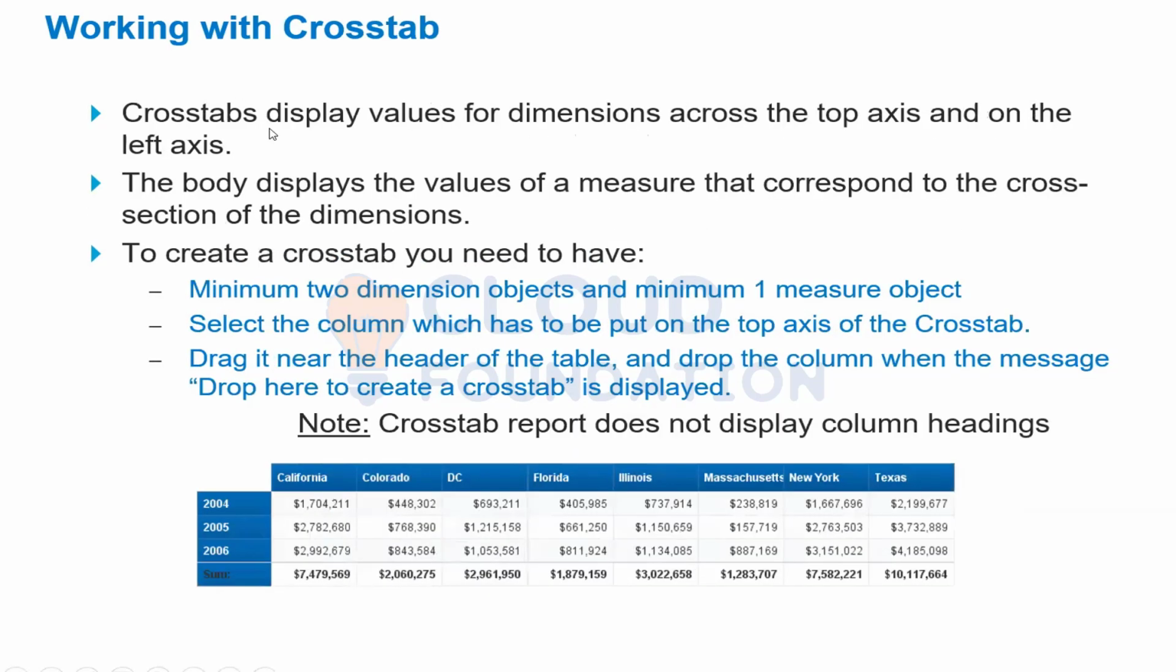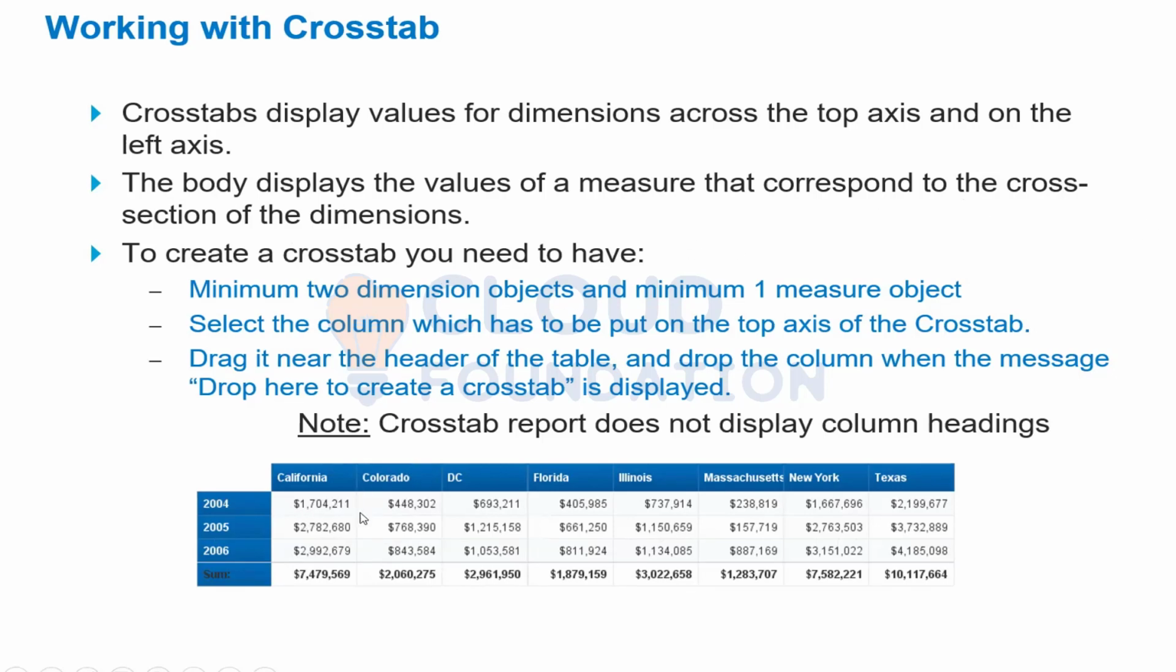Working with crosstabs, as we already discussed, a crosstab displays values for dimensions across the top axis and on the left axis. So we have dimensions in the left axis and top axis, and we have data in the body here. This representation is called a crosstab. The body displays the values of a measure that correspond to the cross section of the dimensions.